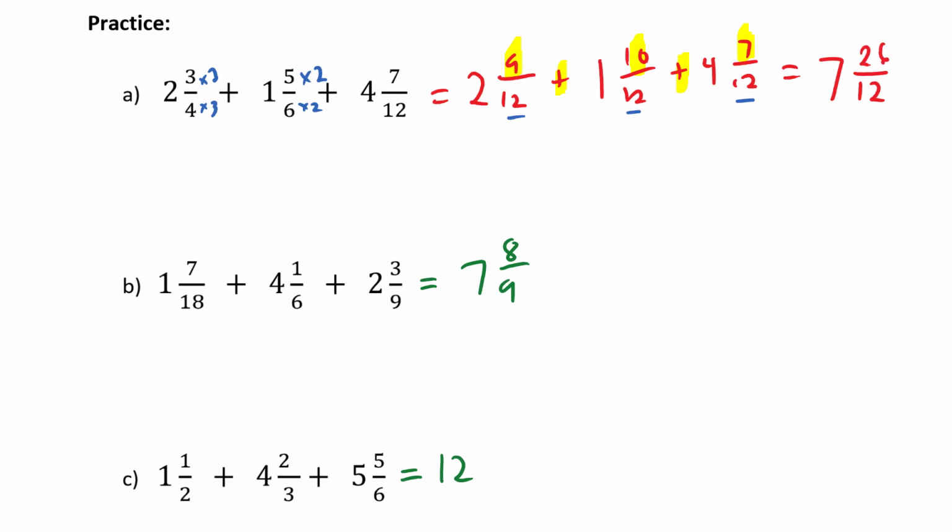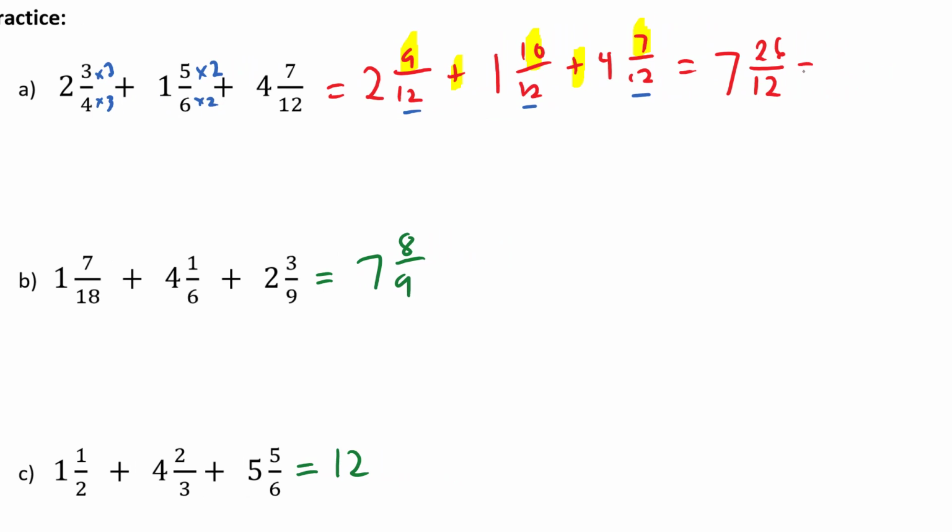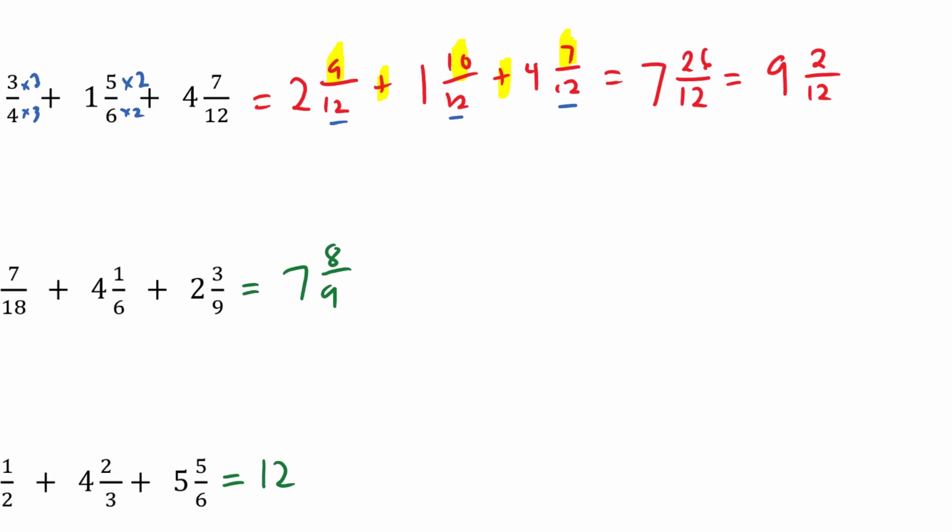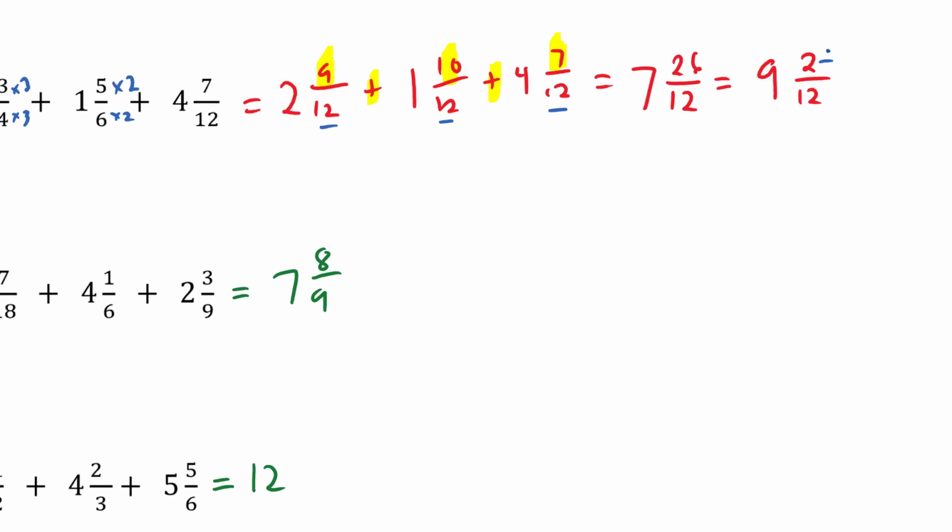26 over 12. And then what do we have here now? How many times does 12 go into 26? Goes in twice. So I can add 2 to the 7, gives me 9. And when I take 2 12s is 24, take that away from 26, I have 2 remaining. I must simplify. And then the final answer here is going to be 9 1/6. That's how we get that.